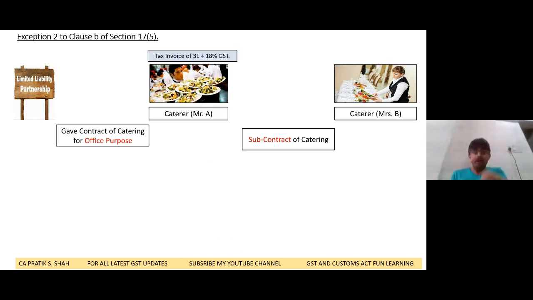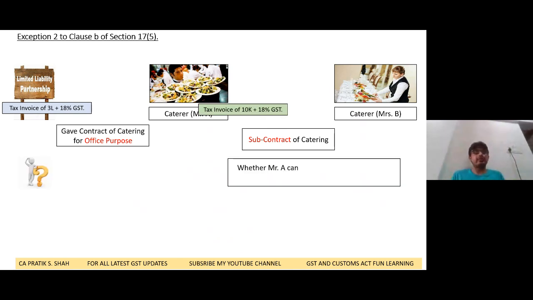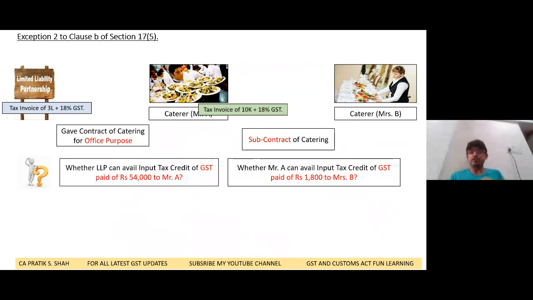So there are two invoices. First, you raise an invoice of 3 lakh plus 18% on me. Second, the caterer raised an invoice of 10,000 plus 18% on you. Now the query comes. Whether you, Mr. A, can avail the ITC, caterer to caterer? Whatever GST you have paid, 1800, can you avail the ITC? Second question: whatever invoice you have raised on me, whether I, LLP, can avail the ITC of 54,000 or not. So there are two questions.